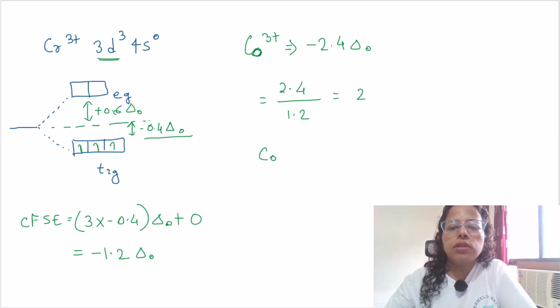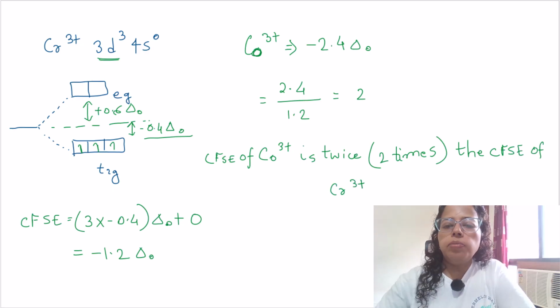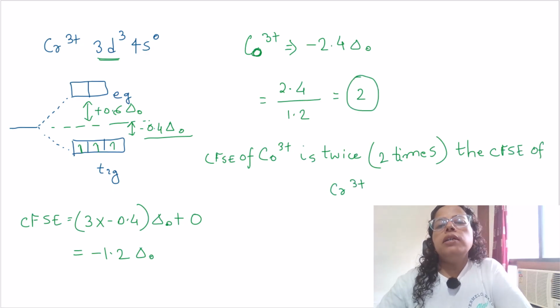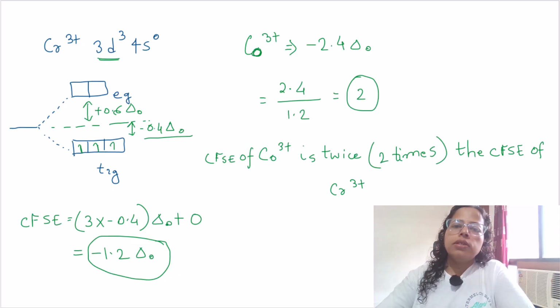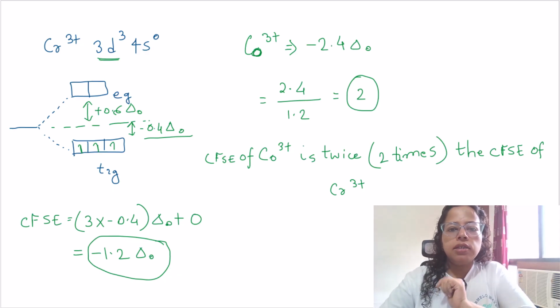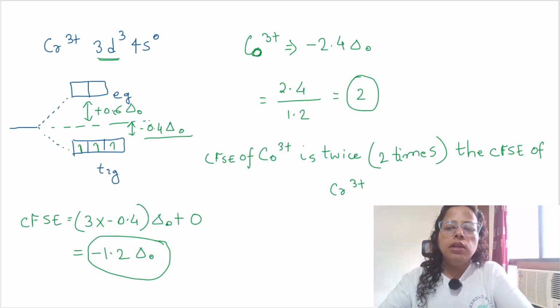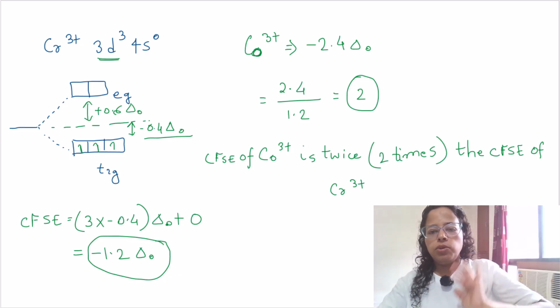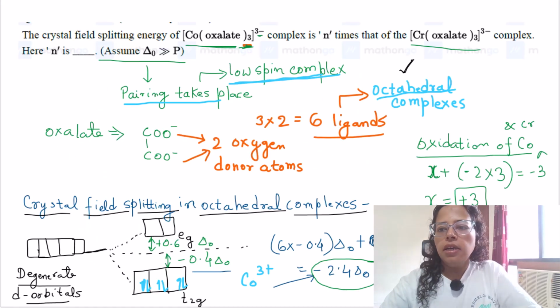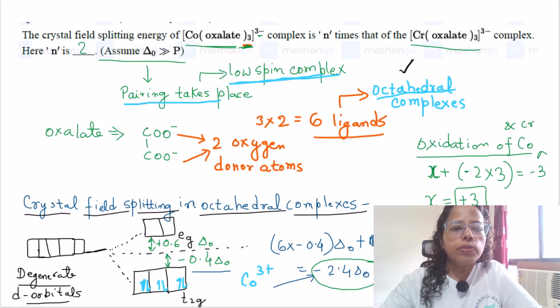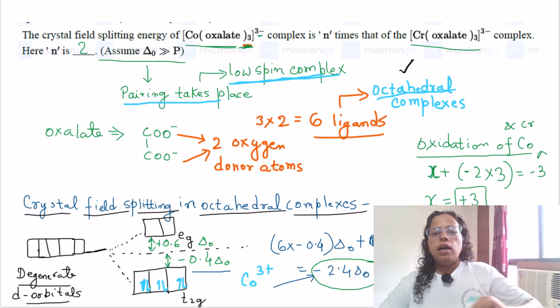So the CFSE of cobalt 3 plus ion is twice the CFSE of chromium 3 plus. The CFSE of cobalt is minus 2.4 and the CFSE of chromium 3 plus is minus 1.2. So obviously cobalt's CFSE is twice as large as the CFSE of chromium 3 plus ion. That is the question that has been asked to us. So we can go back to the question and write the value of N is 2 here. That is the answer to this question.